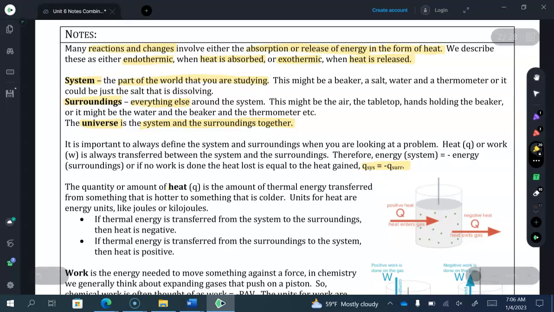The quantity or amount of heat is the amount of thermal energy or heat energy transferred from something that is hotter to something that is colder. The units for heat are energy units, which include but are not limited to joules or kilojoules. We will use joules and kilojoules the most in class, though. If thermal energy is transferred from the system to the surroundings, we see that the heat is negative. If thermal energy is transferred from the surroundings to the system, then the heat energy is positive.